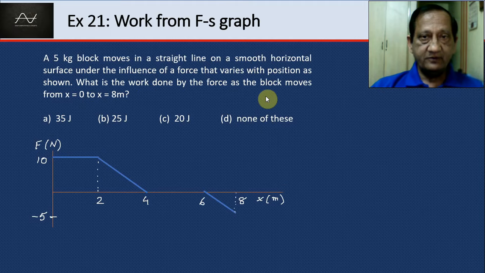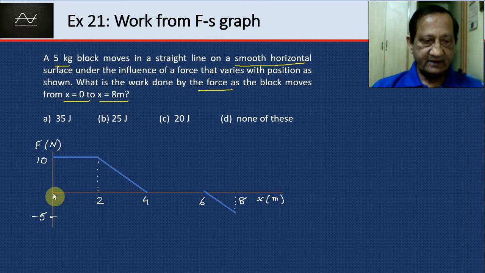Work from force displacement graph. As we know, it is just the area under the curve. Mass is 5 kg. It is going on a smooth horizontal surface, and the force varies with position as shown. What is the work done by the force as the block moves from x equal to 0 to x equal to 8? This is how the force is varying.